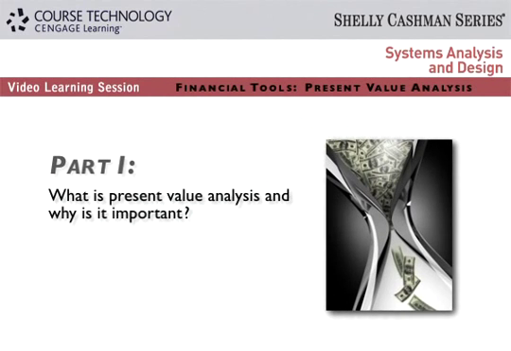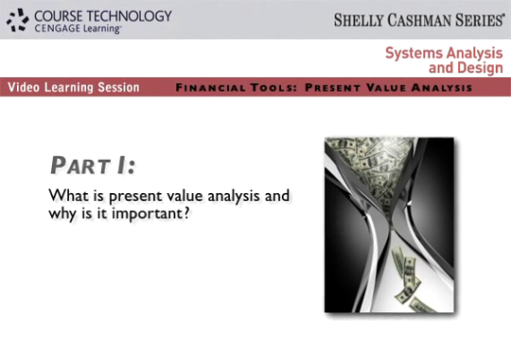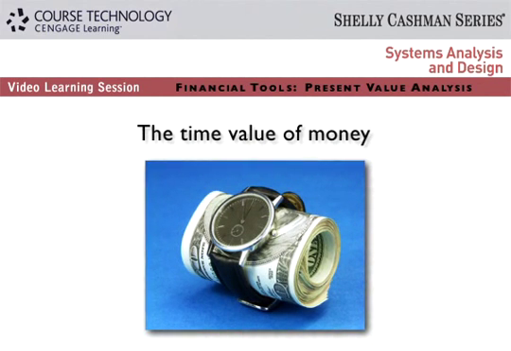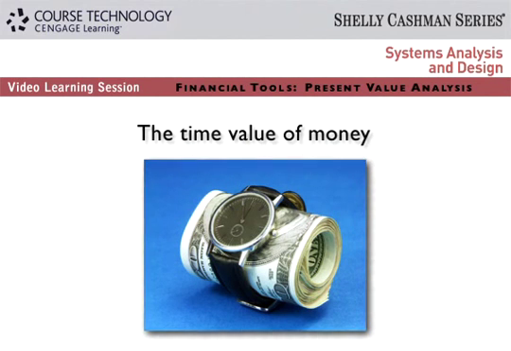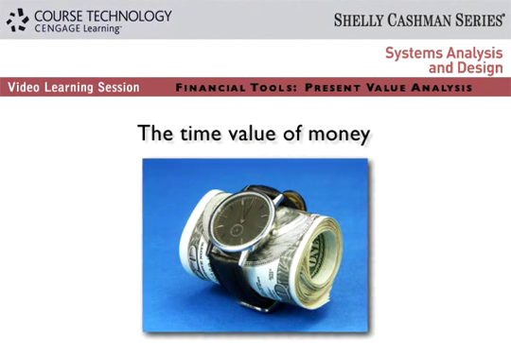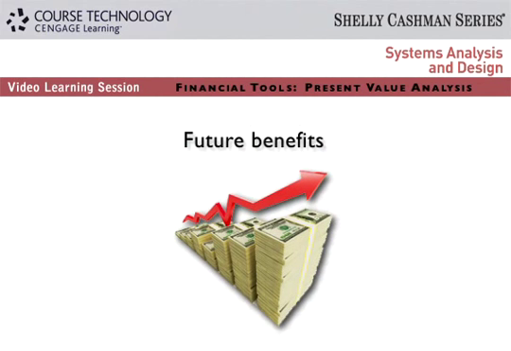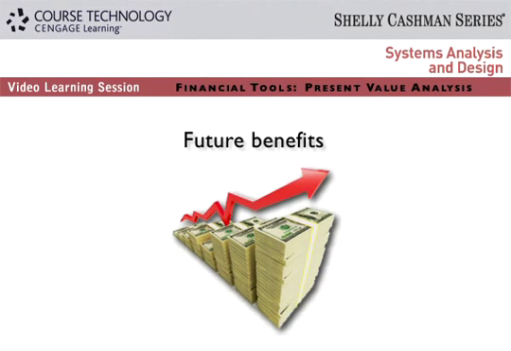Present value analysis adjusts future cost and benefit amounts depending on when they occur. To understand this, let's review a concept called the time value of money. The time value of money means that a dollar you have today is worth more than a dollar you get a year from today. If you have a dollar now, you can invest it and it can grow in value. So if you're going to receive benefits, it's better to get them sooner rather than later.